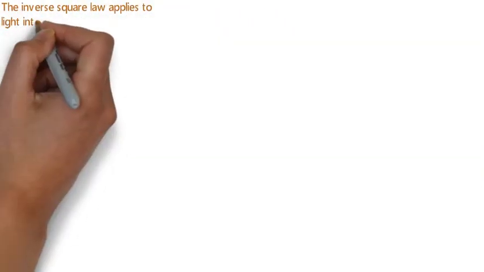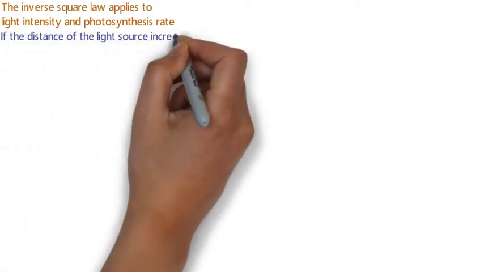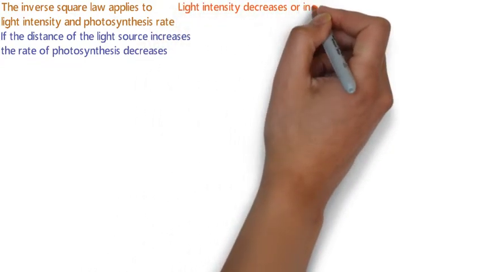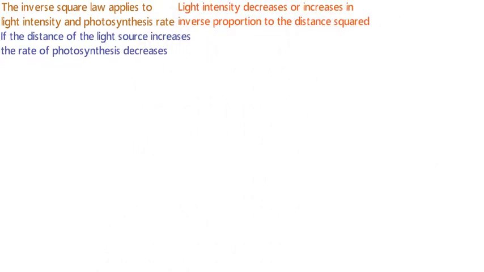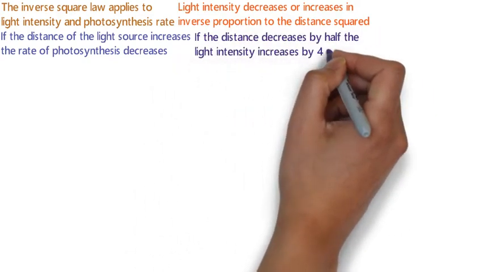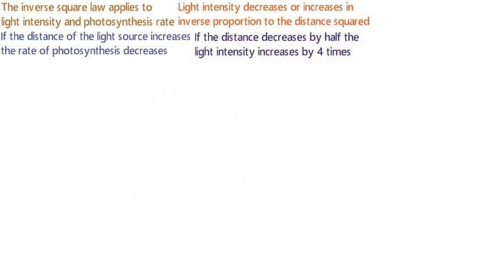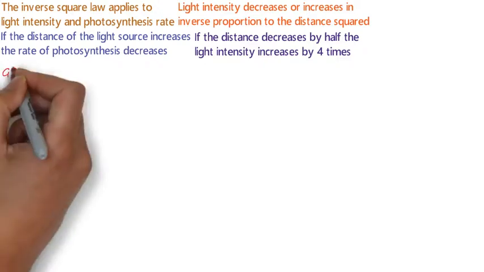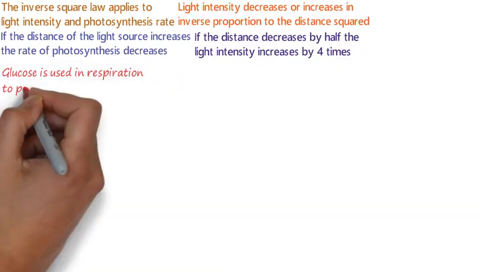Higher tier students need to understand the inverse square law. This law applies to light intensity and photosynthesis rate. If the distance of the light source increases, the rate of photosynthesis decreases. Light intensity decreases or increases in inverse proportion to the distance squared. If the distance decreases by half, then 1 over half squared is the light intensity, and this means it increases by a factor of 4.